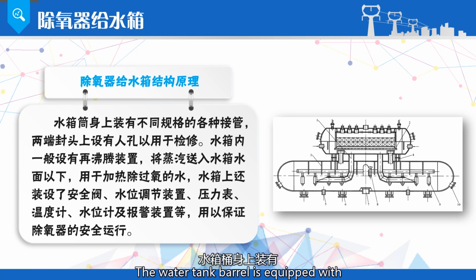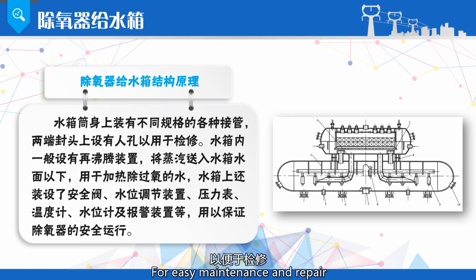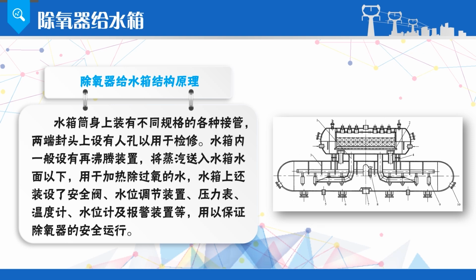The water tank barrel is equipped with various connecting pipes of different specifications. There are manholes on both ends of the head for easy maintenance and repair. There is usually a reboiler device installed inside the water tank, sending steam below the surface of the water, used for heating water to remove peroxide.